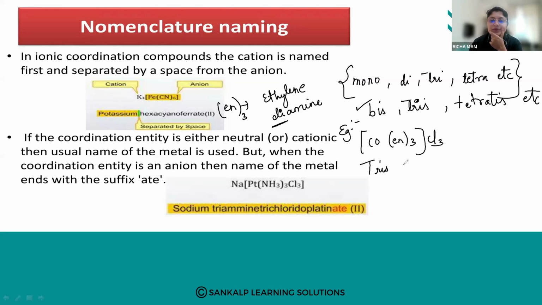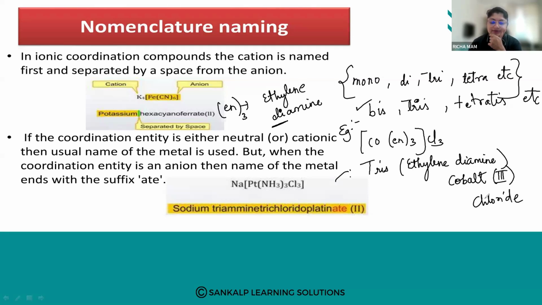Then how are you going to name the ligand? Ethylenediamine. Then cobalt, right? What is the oxidation state? It is 3. And outside, you have chloride. So the name is: tris(ethylenediamine)cobalt(III) chloride. So this is the name.